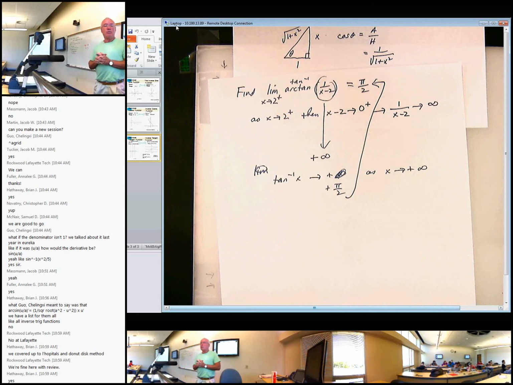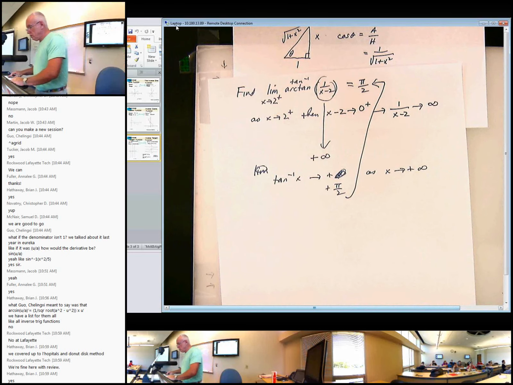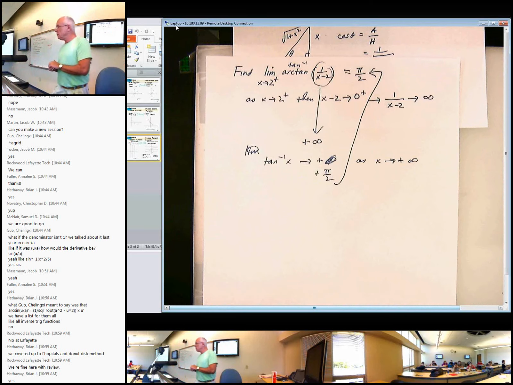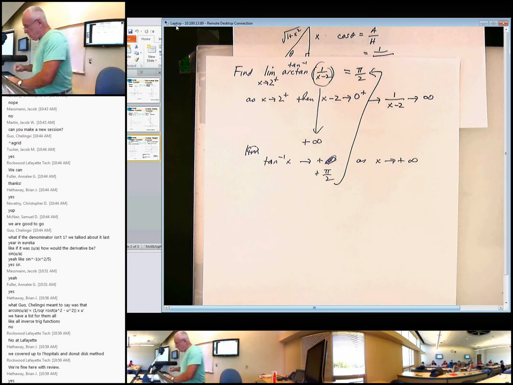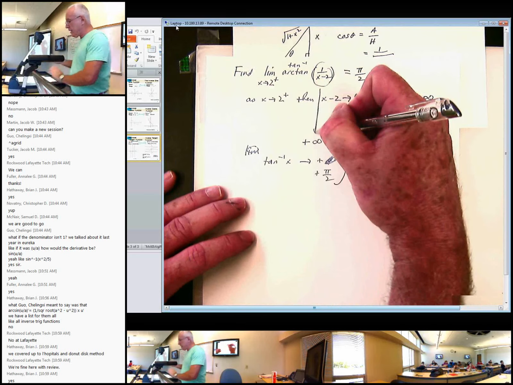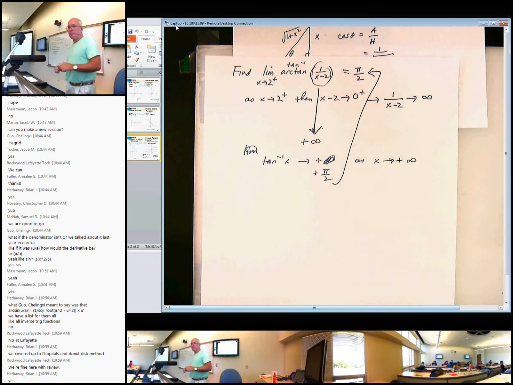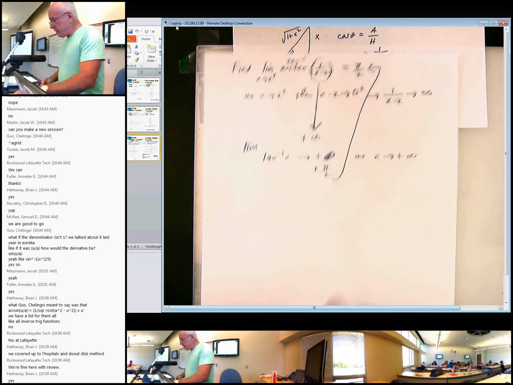Does anybody have a question on that? You got to do a little bit of work here with this. All right? We okay with this? Okay, so the key is to figure out what this inside expression here is heading towards, and then we can figure out what the limit is. Okay. Let's move on then with this.